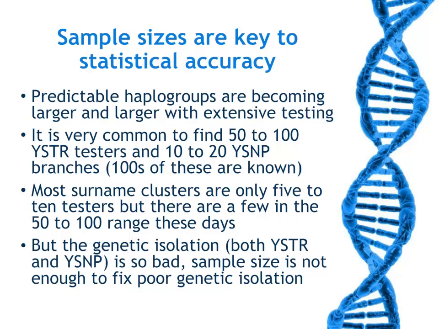There are now hundreds of these under haplogroup R, so it's very common these days. As projects get bigger and bigger, the accuracy goes up. However, most surname clusters only have 5 to 10 testers, but few of these do have a 50 to 100 year range. But the genetic isolation, both for YSDR and YSNP, is so bad that the sample size just can't make up for the poor genetic isolation.